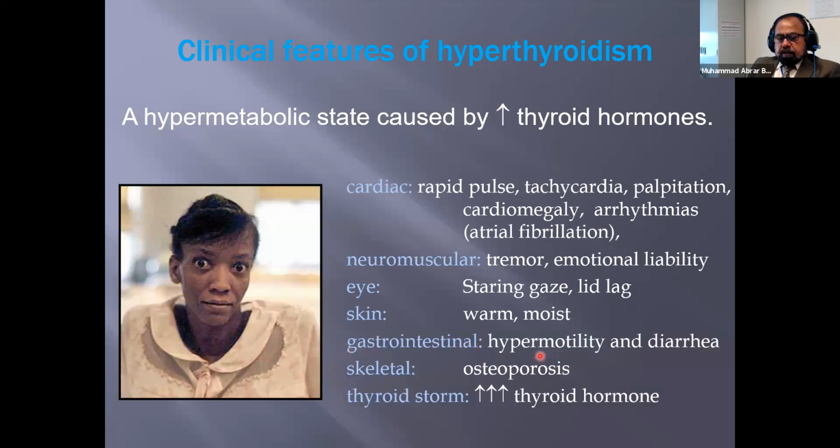In the intestine, there is hypermotility and diarrhea. This is also sympathetic activity. And the skeleton will show osteoporosis. And there is a term which is called thyroid storm. What happens is that sometimes there is excessive secretion of thyroid hormone. That is really dangerous for the patient, and it can even kill the patient. This is called thyroid storm.